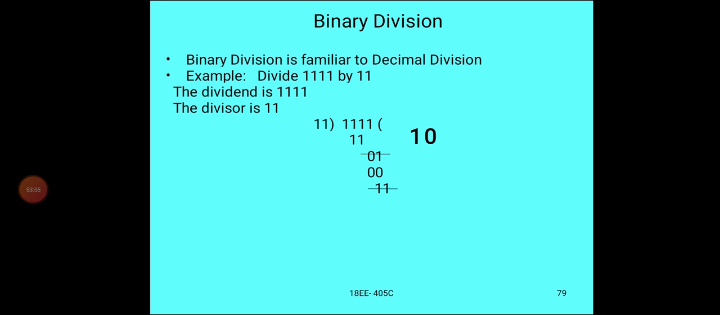Again 11 divided by 11 is 1, 1 times 11 is 11. The remainder is 0. The quotient is 101. And the verification: 101 means it is 5. All four ones means 15. 11 means 3. 15 divided by 3 will get 5.